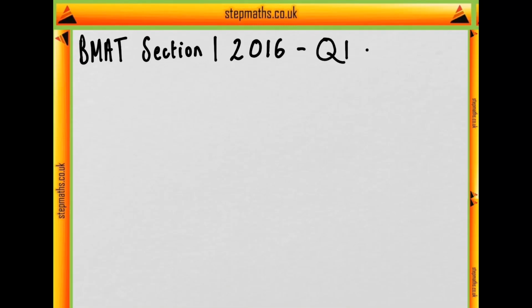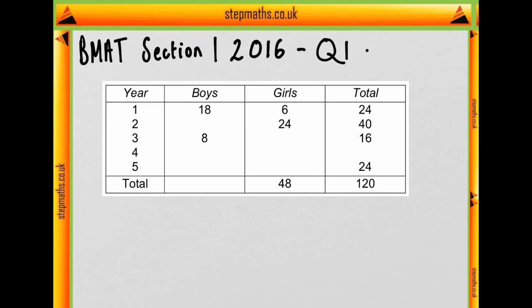We'll start with question 1, which is an arithmetic question with an incomplete table. We're told that a school has 120 pupils in 5 year groups, and the table given, shown here, we can see that we have some details, but not others.